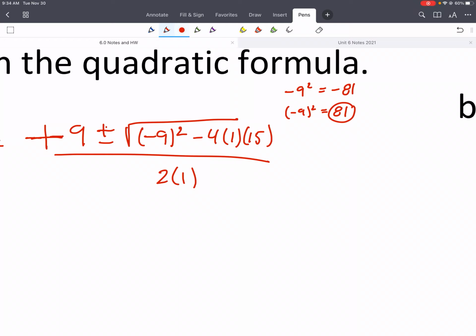So we would plug that in. What I would recommend is to put that into your calculator, just what's inside of that root. Okay, let me grab mine real quick.